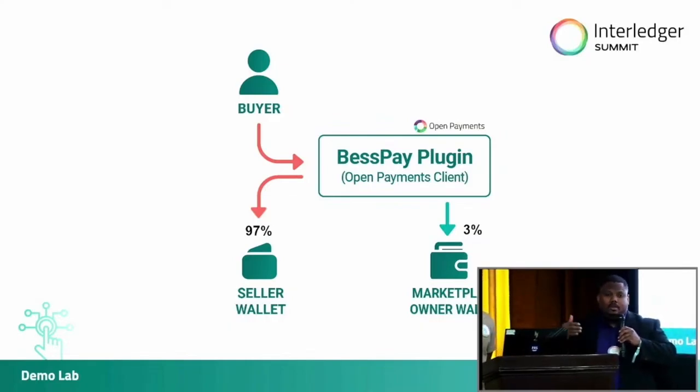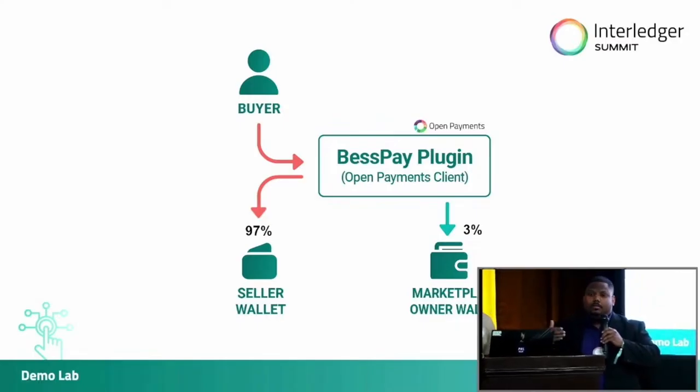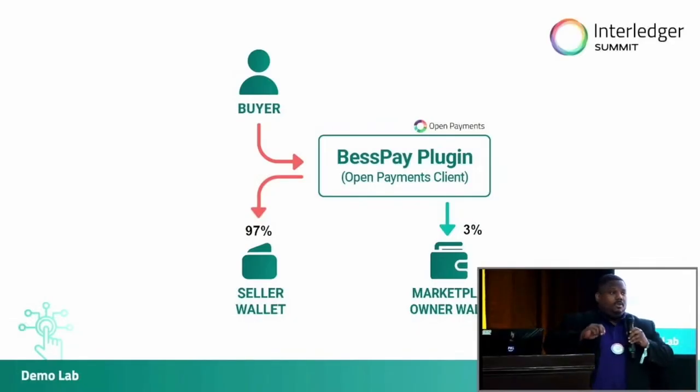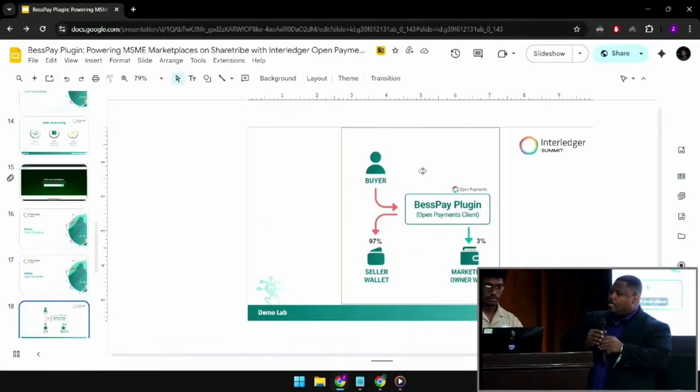This is usually done programmably. This is usually done through an application or some other form of logic. With the power of Open Payments, this can be done instantly. And this is what was set up earlier in the marketplace owner dashboard. For this marketplace, there's a 97% split to the seller and a 3% split to the marketplace owner. So Darnell will demonstrate this now.